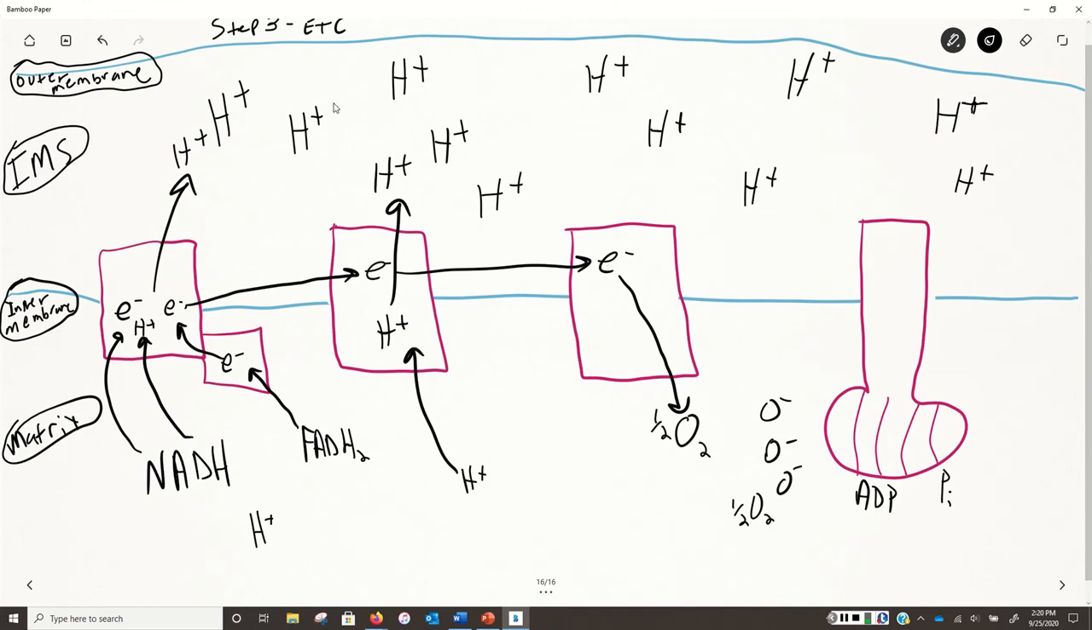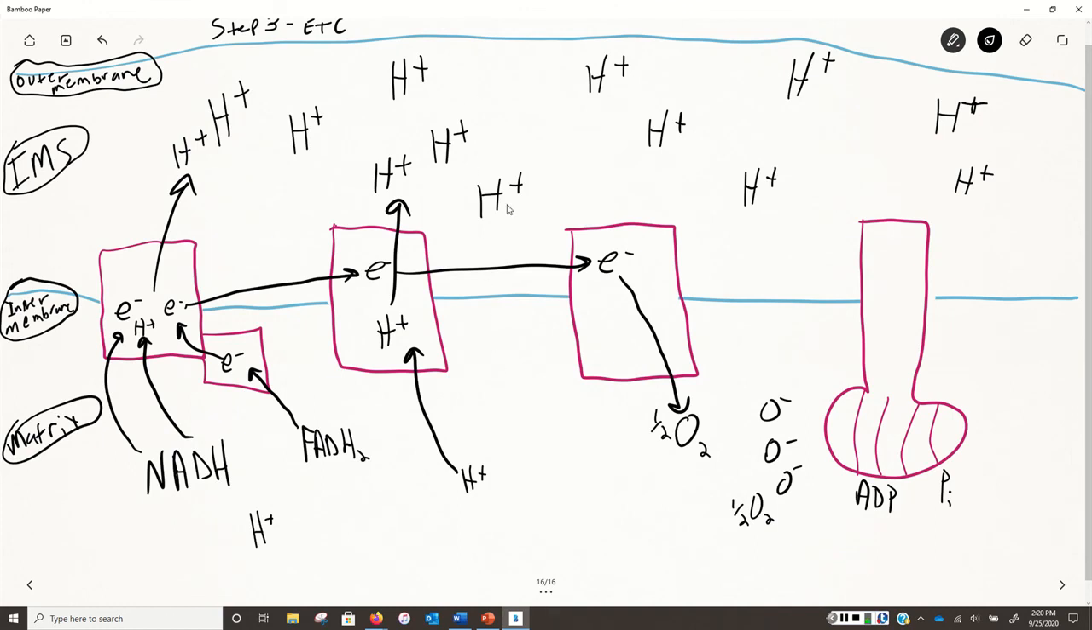So we have a situation now. We have a lot of positive charges up here and not a lot of positive charges down here. So we have a couple of gradients. We have a concentration gradient just because there's more of them in one area than the other. They want to come through.